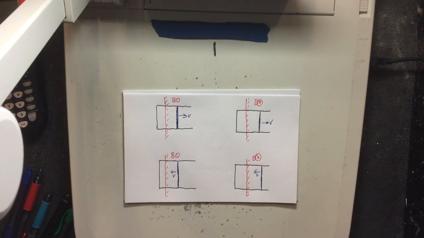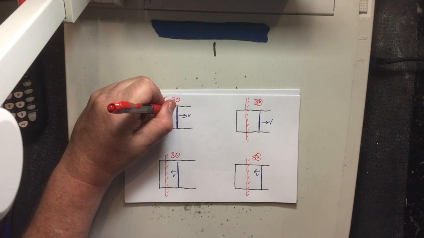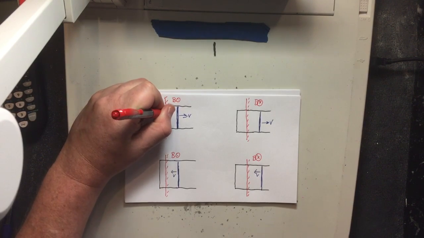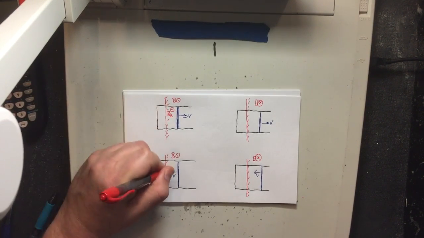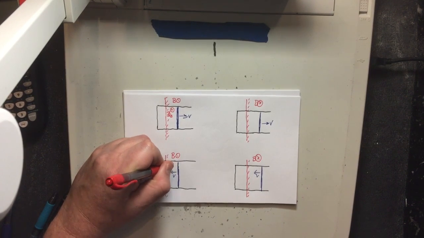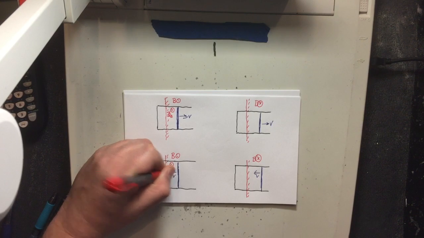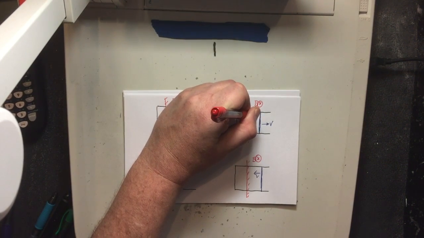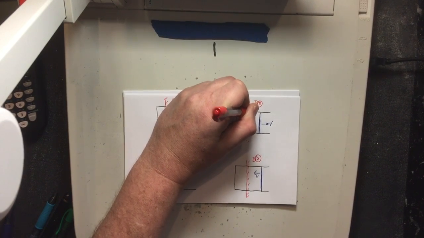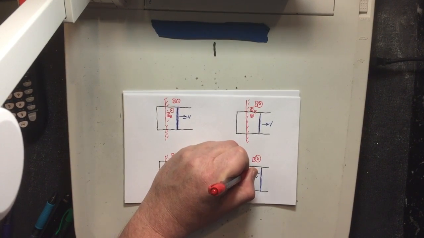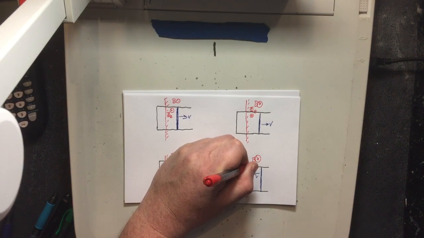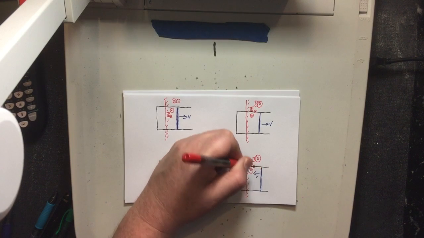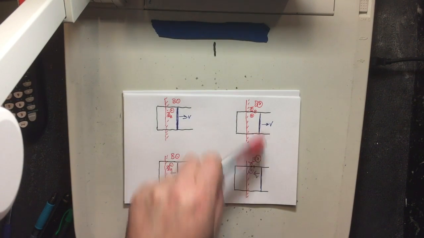So anything with, and it's kind of the same thing, B field out, the flux is out. So in these 2 cases, the flux is out. In these 2, the flux is in.